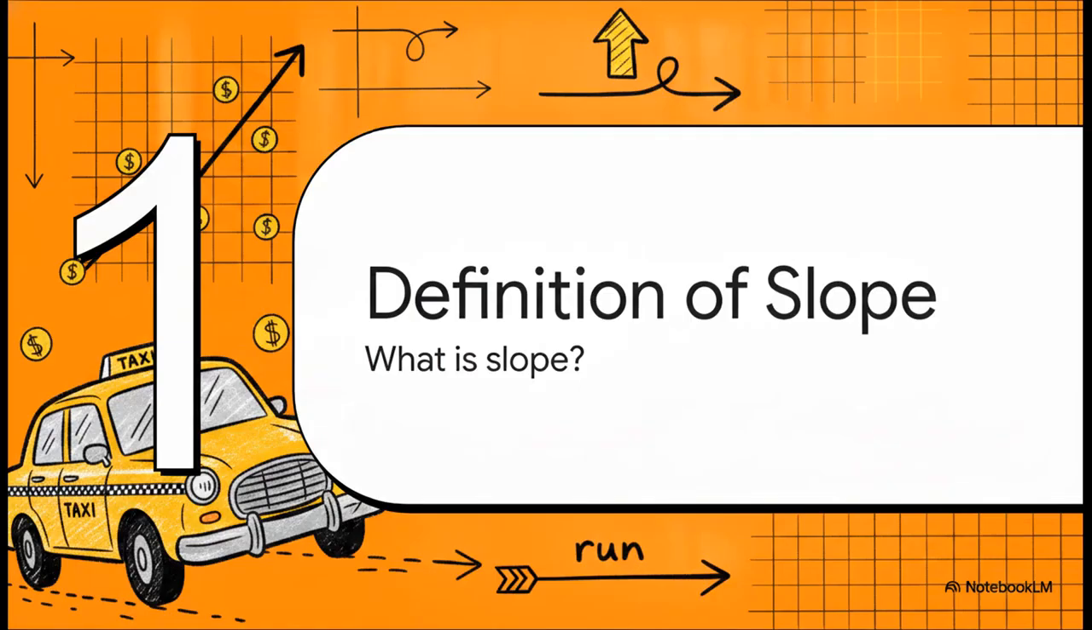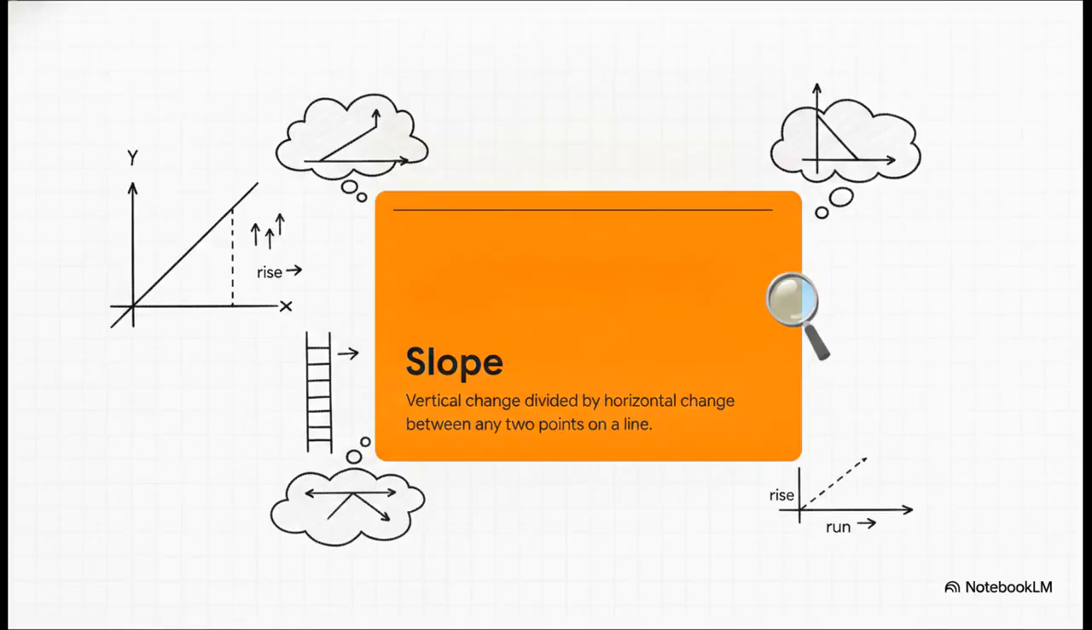All right, part 1, the definition of slope. Let's kick things off with the strict mathematical definition. Slope is literally just the vertical change divided by the horizontal change between any two distinct points on a line. If you're looking at a coordinate plane, this is exactly how we measure steepness.